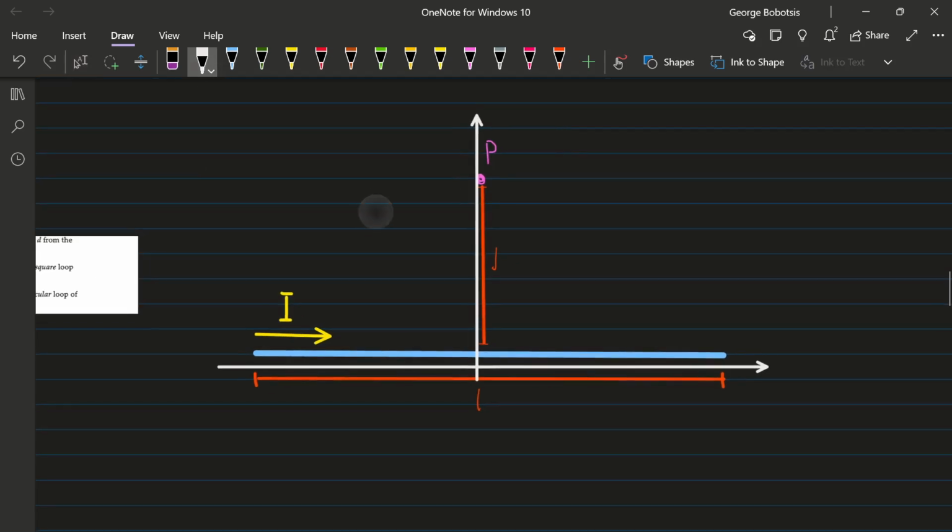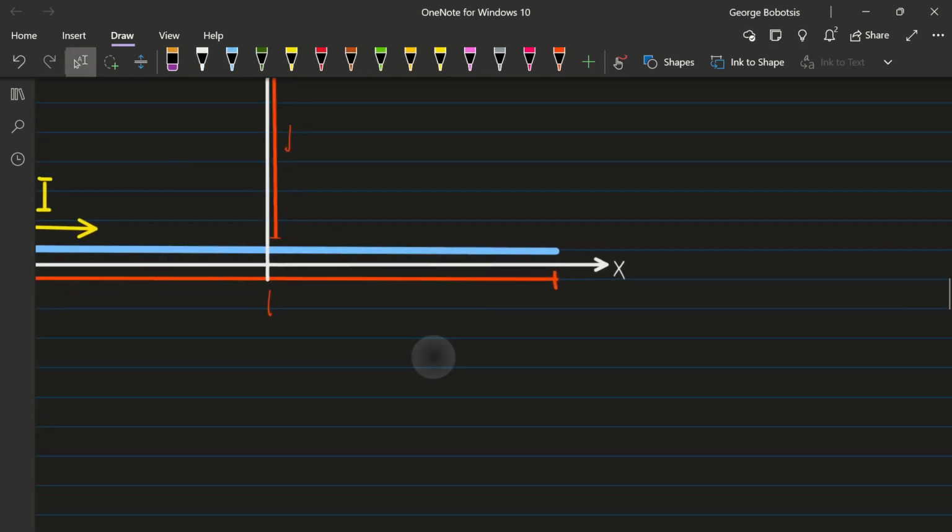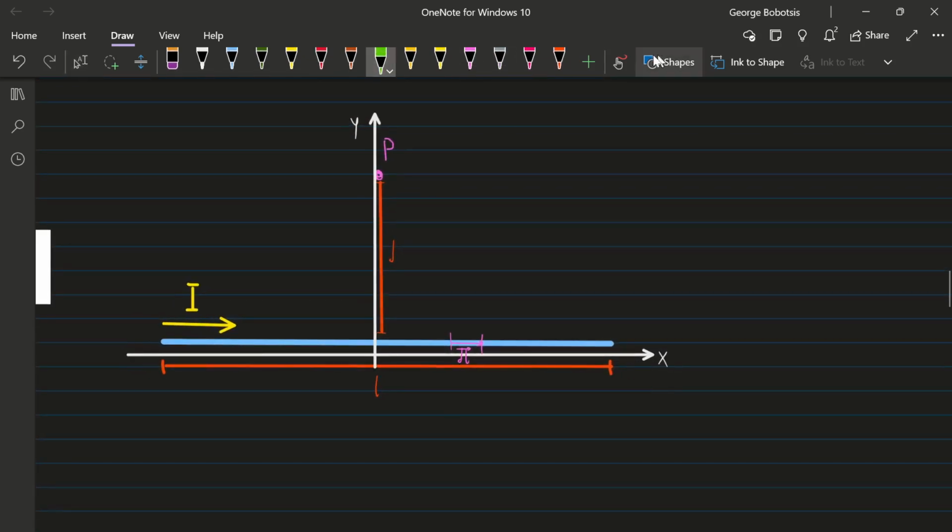And then I need my dl and r to be defined. So I'm going to choose over here a random dl again, like this. This is going to be my little dl guy, and it's going to get connected to point P by means of the curly r vector.